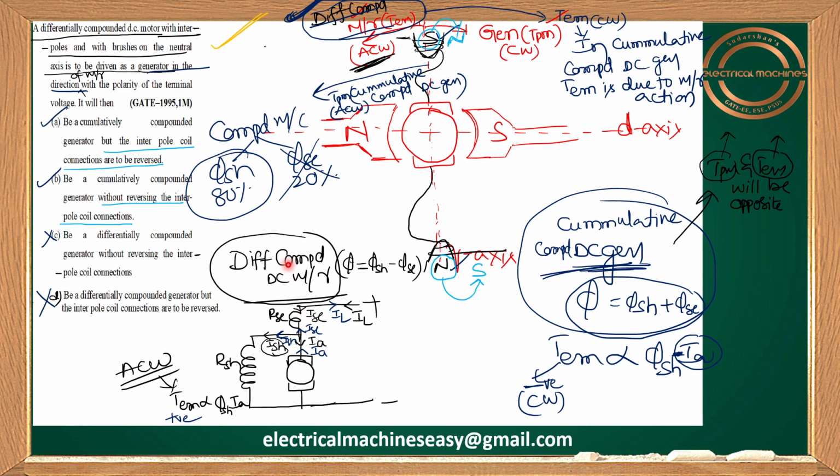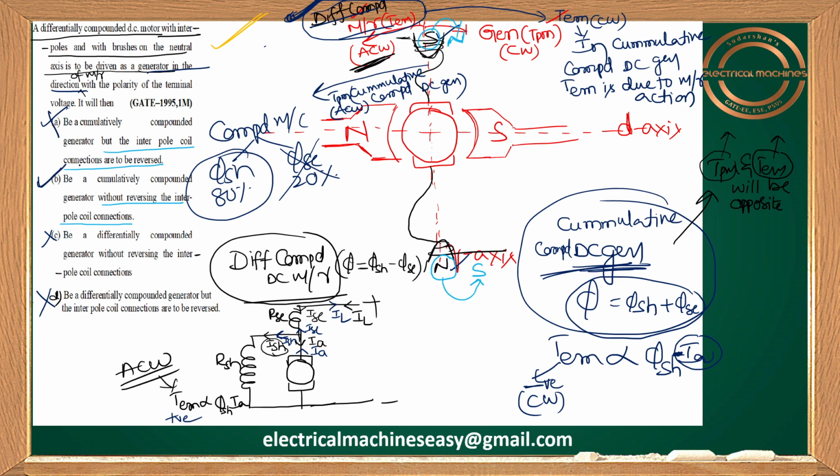Initially, when it is acting as a differential compound motor, the direction of Ia will be downwards. If it is acting as a cumulative compound generator, the direction of Ia is upwards. That means the direction of Ia is automatically reversed. Whenever Ia is reversed, the direction of the interpole winding current is also reversed, because the interpole winding is in series with the armature winding. So obviously the south is changed to north and north to south automatically. There is no need to do it manually. So option A is not correct here.